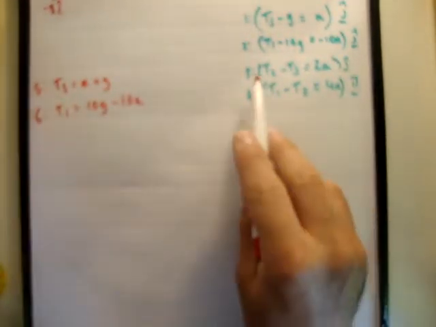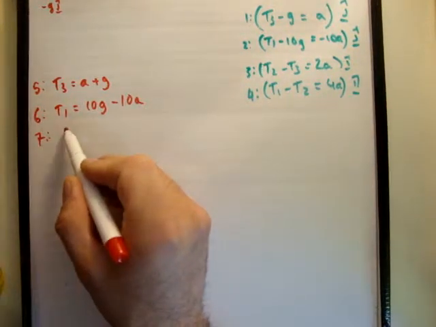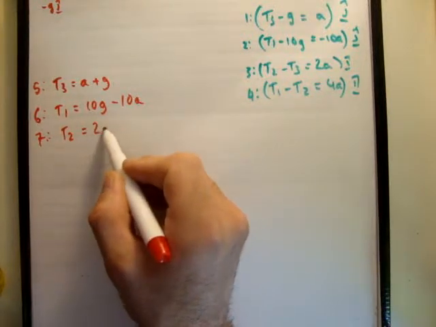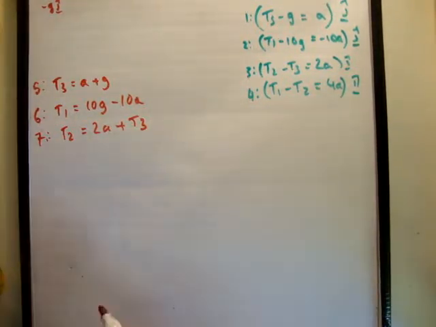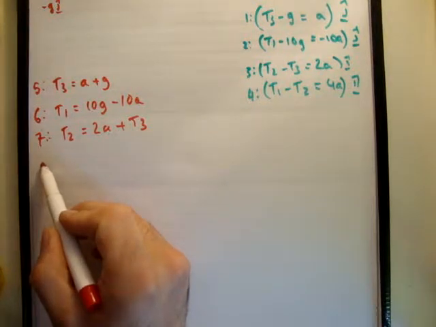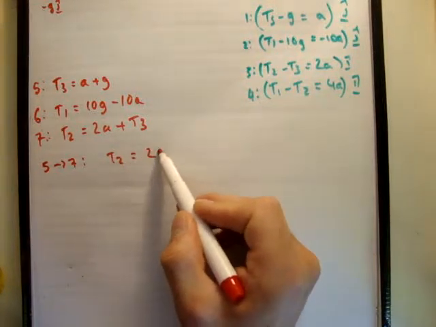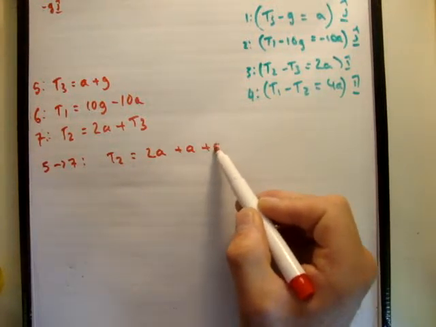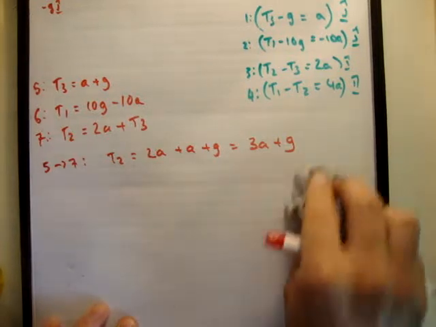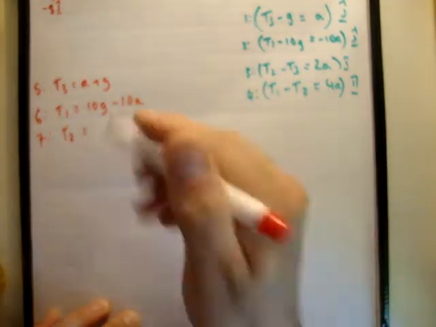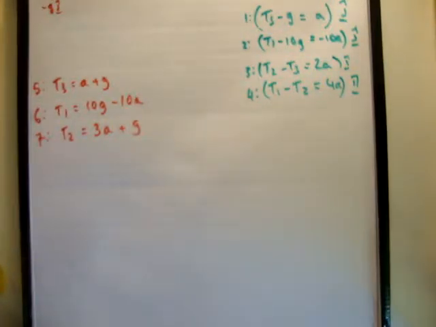If we look at equation number 3, we find T2 in terms of T3 and A. So we're going to get 7: T2 is equal to 2A plus T3. But we already have an equation for T3. So let's put 5 into 7. You're going to get that T2 is equal to 2A plus G, which is equal to 3A plus G. So T2 is equal to 3A plus G.